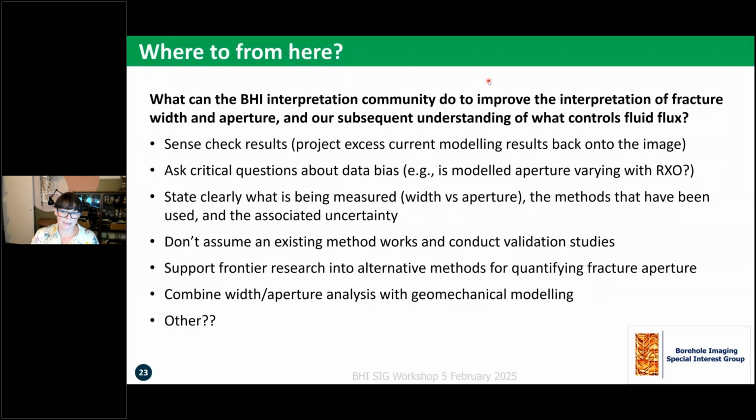And then combining these analyses with geomechanical modeling. I've sort of bombed into this section, but I must say I've done a bit of that myself. I don't have anything that I'm allowed to publish as yet, but it really does make these data sing. And I'd like to hear from others as to what they think we should do.